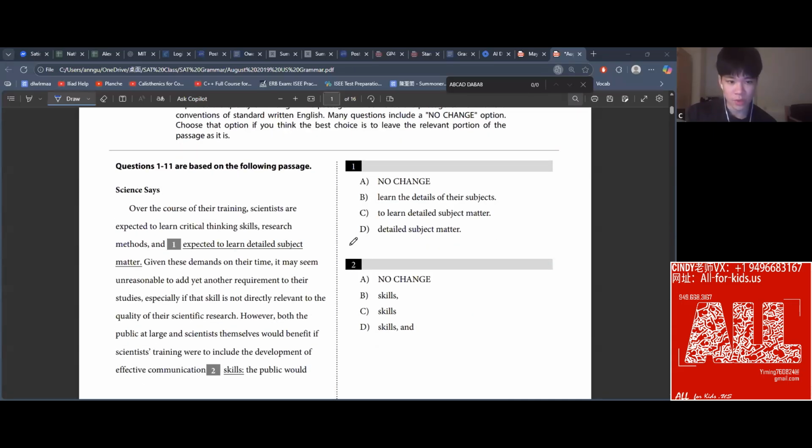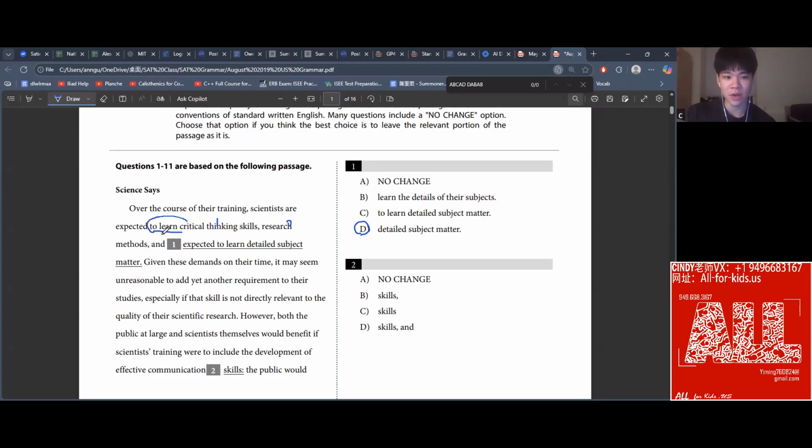Okay. So to get started, for the first question, what we see is "expect to learn detailed subject matter," right? As bad as it sounds, the answer is just D, and the reason I know that is because it's the shortest choice. But the idea being tested here is actually parallel structure. Scientists are expected to learn critical thinking skills. So they're expected to learn one, expected to learn two, and expected to learn three.